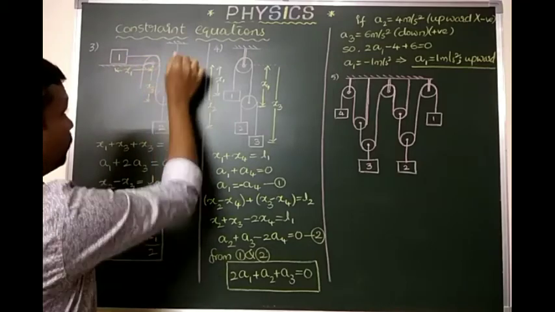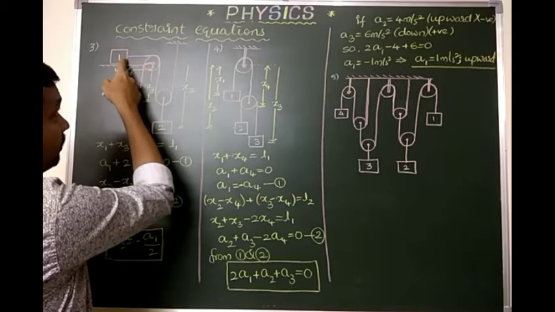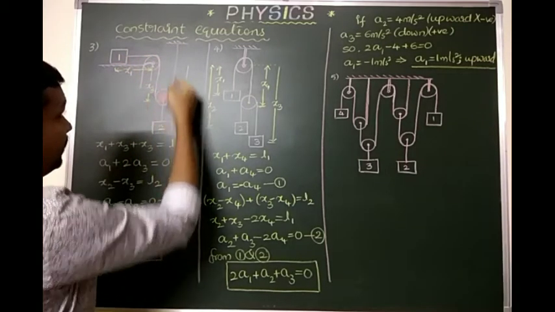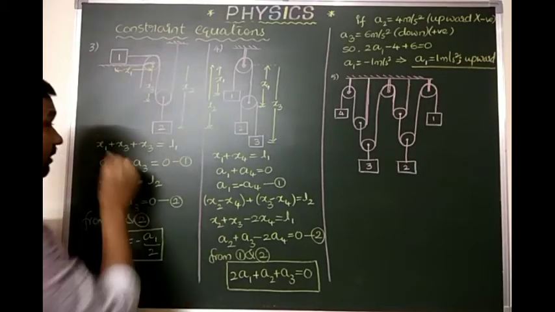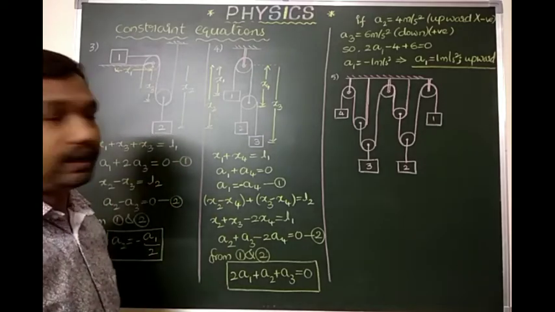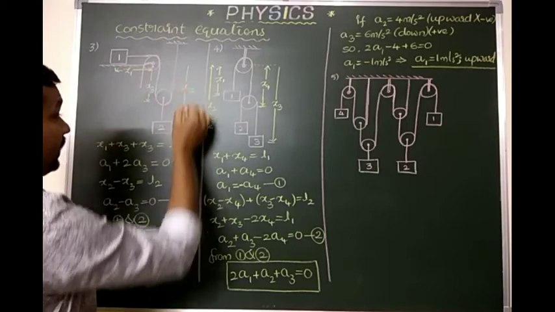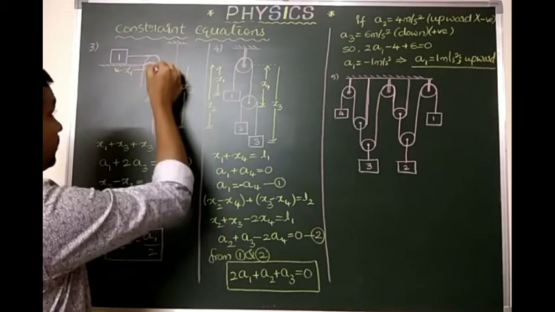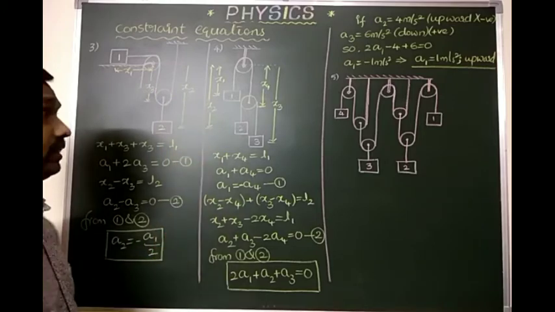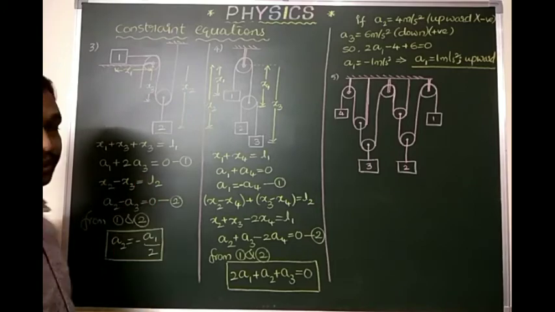This is string 1. So we find the relation: x1 from here to here, and x3 from here to here. Totally we get one relation: x1 plus x3 equals string length L1. Coming to string length 2, this is x2, the total distance, minus x3. If you subtract this, we get the length of the second string. So x2 minus x3 equals L2.